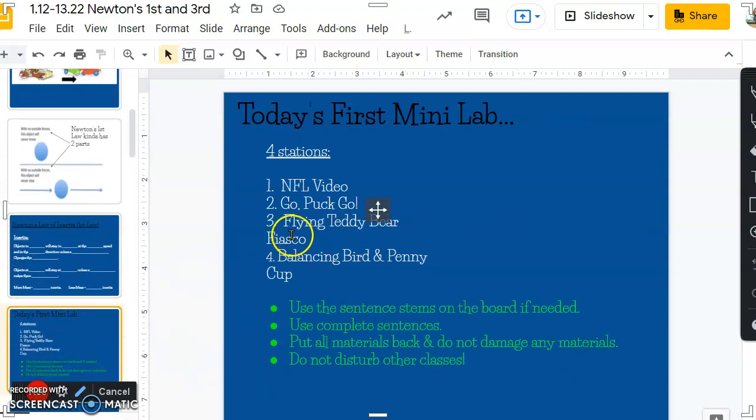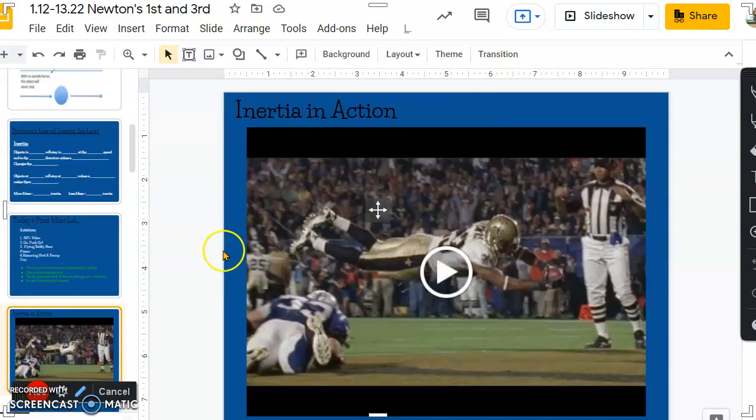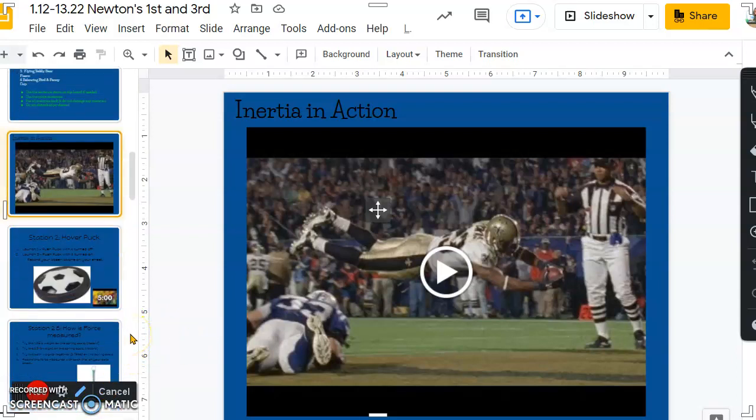So the investigation today, those are the other four questions, is the NFL video, and we're going to look at that in a minute. Go Puck Go, where you can use those air hockey pucks, the flying teddy bear fiasco, and the balancing penny cup. So right here is a great video of inertia in action, and you can answer question 1 from that form if you want. That would really help you, and they help clarify what is mass and what is weight. Mass is how much we actually are, and weight is how gravity affects us, and they're really great about it, and the effects are amazing.